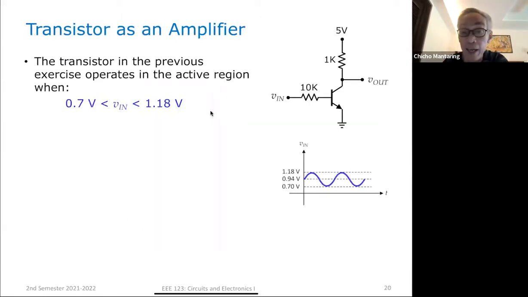So if I have a signal, kung meron akong signal na hindi lalampas ng 1.18 ang pinakamalaking value, hindi bababa sa 0.7 yung pinakamaliit na value. So here's an example of that signal. Ang value nito, hindi bumababa sa 0.7, hindi lumalampas sa 1.18.